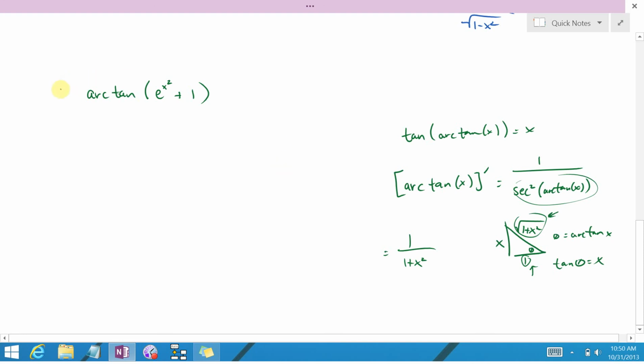So if we apply the chain rule, this is 1 over 1 plus the square of, well, we're not plugging in x, we're plugging in this entire monstrosity, e to the x squared plus 1, quantity squared. And then we multiply by the derivative of the inside, which looks like e to the x squared by the chain rule, times the derivative of the inside, which comes out to 2x. So you might be able to simplify this some if you liked, but that's more or less what it should come out to.